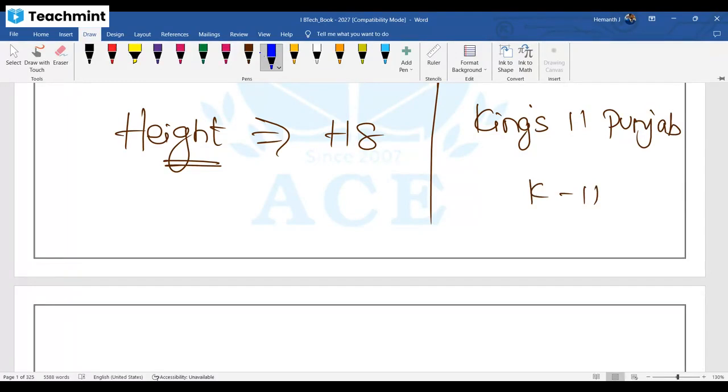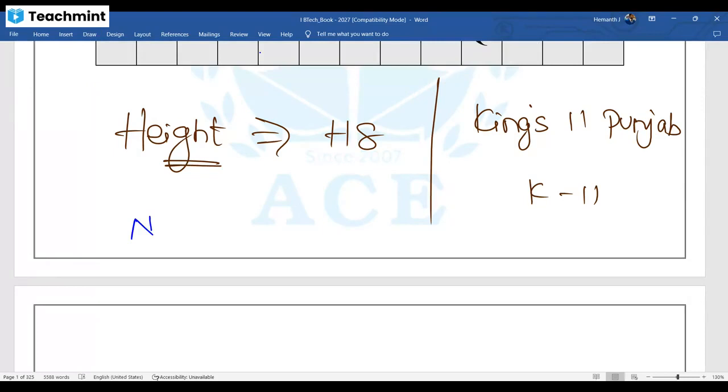Okay. Similarly, when is Children's Day? November 14. You can remember N value 14. N value 14, November 14. Okay, there is one more specialty of November 14 for the ACE family: on November 14, 1995, ACE Engineering Academy started. So as the ACE family, we can remember N value 14 like that also.